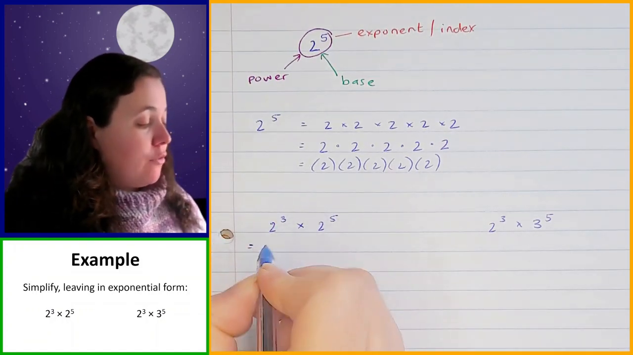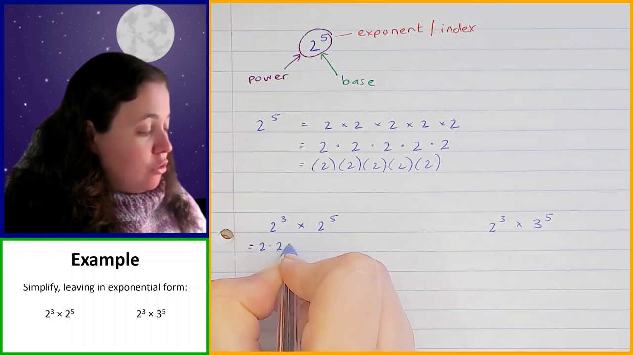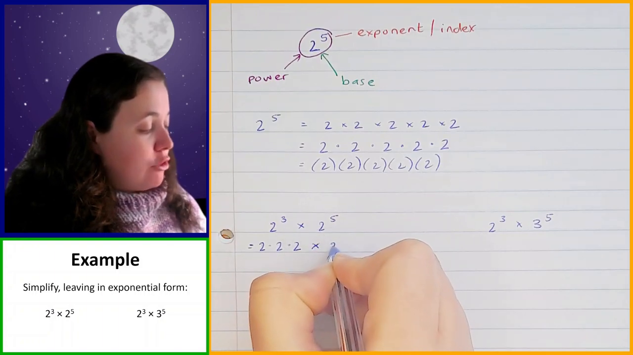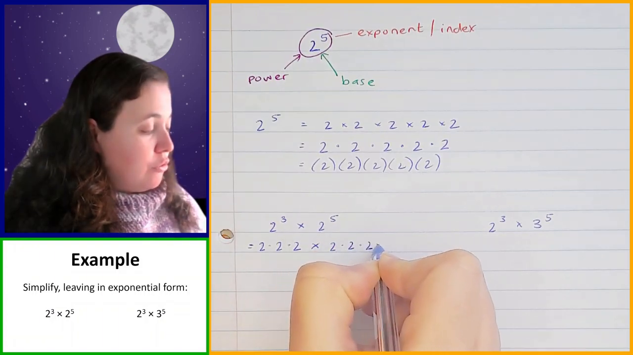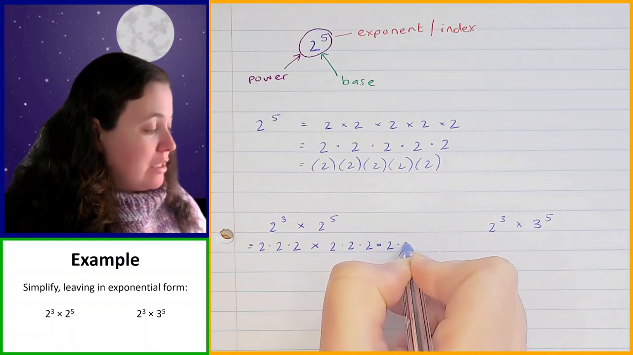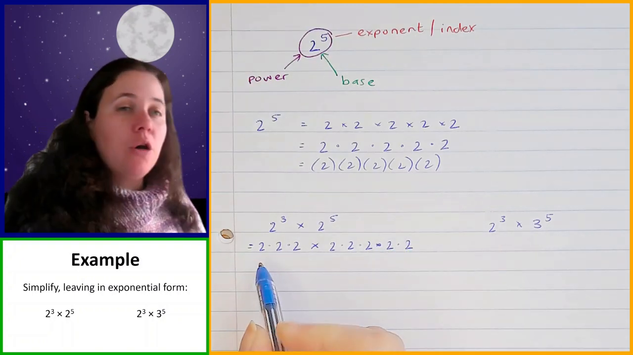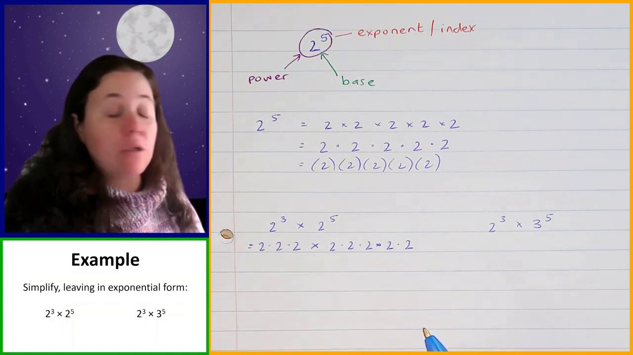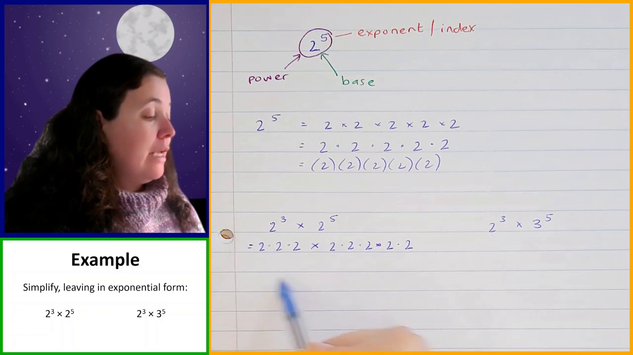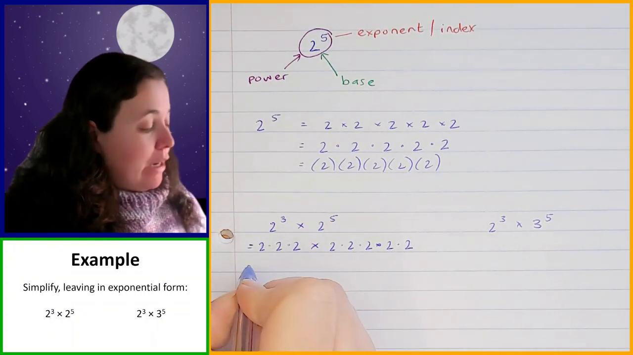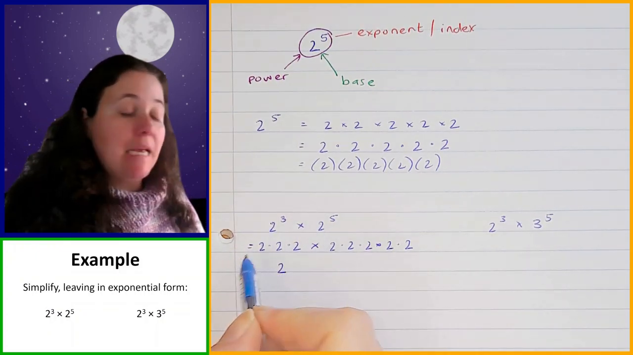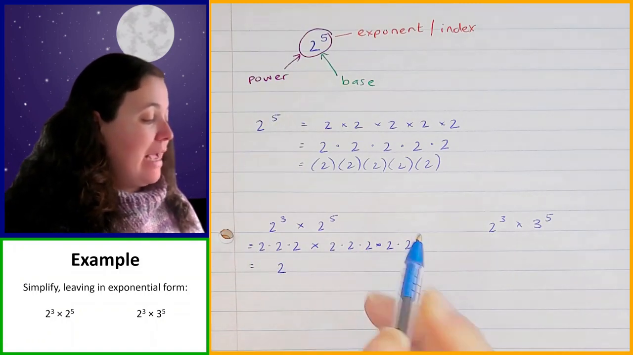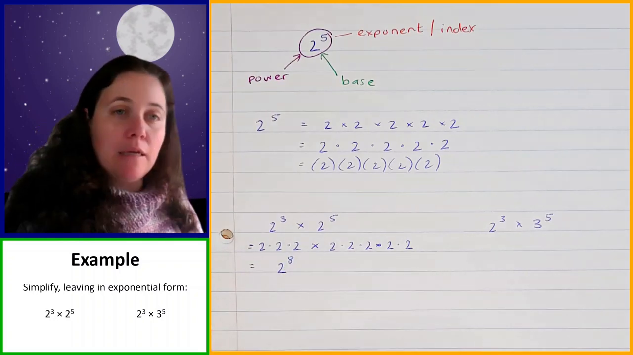Now let's write out what each of these actually means. 2 to the power of 3 means 2 times 2 times 2, multiplied by 2 to the power of 5, which means 2 times 2 times 2 times 2 times 2. If you look at it, we just have all 2s being multiplied together, which means I can combine this all into one power, where I have 2 as my base, and I say how many 2s are being multiplied together. I've got 1, 2, 3, 4, 5, 6, 7, 8 2s being multiplied together.